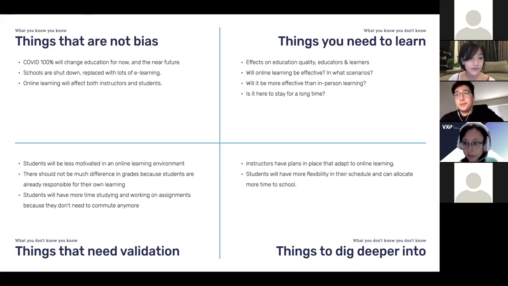So I can tell you a little bit more about how we're going to apply this model for our topic. For example, under things that are not biased, I can say for sure COVID 100% will change education for now and the near future. I know schools are shut down, replaced with lots of e-learning. I know online learning will affect instructors and students to an extent. But under things that I need to learn, COVID will change things, but I am not sure of the extent of the effects it would have on learning or education or teachers and students.